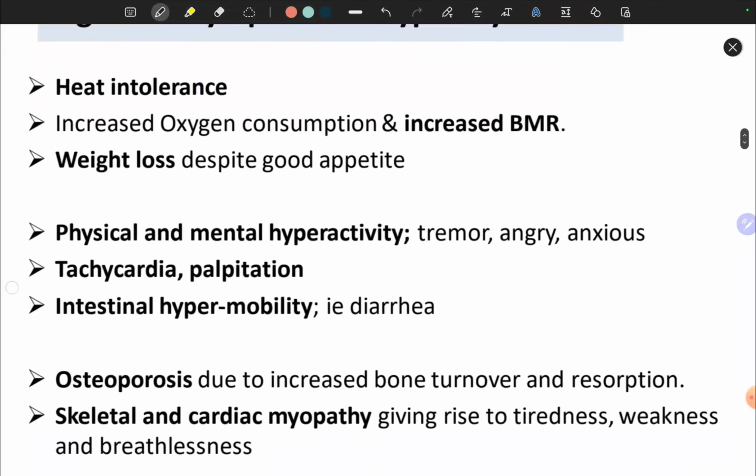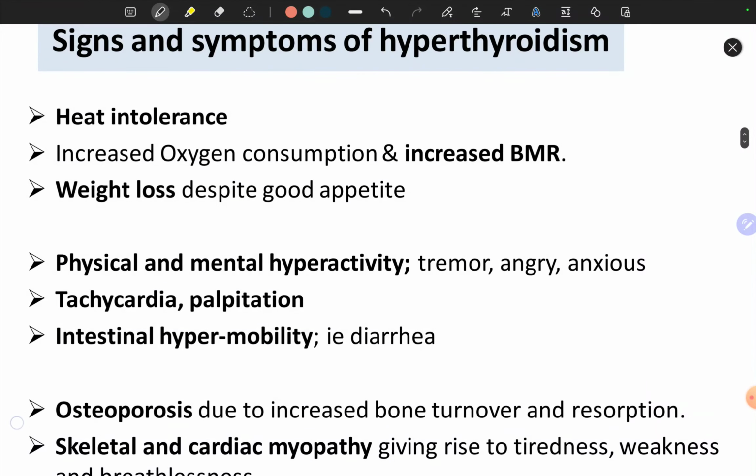Signs and symptoms of hyperthyroidism: heat intolerance. Increased oxygen consumption and increased basal metabolic rate. Weight loss and good appetite.